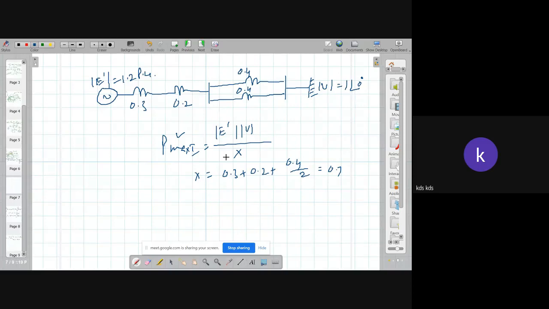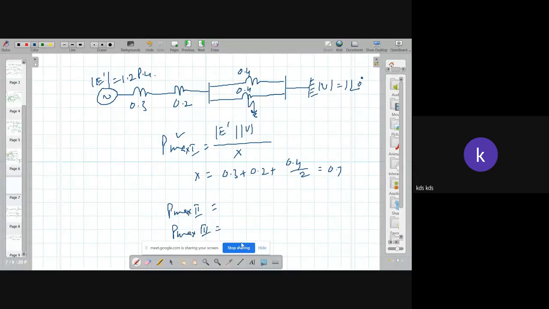In the second case, when the fault happens at the middle of the transmission line, you have to consider 0.2 on the left hand side, 0.2 on the right hand side, and then you have to apply the star delta transformation to determine the P max 2. In the third case, this second line has been out, and simply you are left with 0.3, 0.2 and 0.4. So from there you can determine the P max 3.